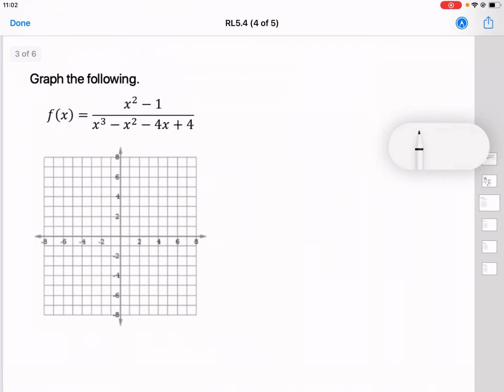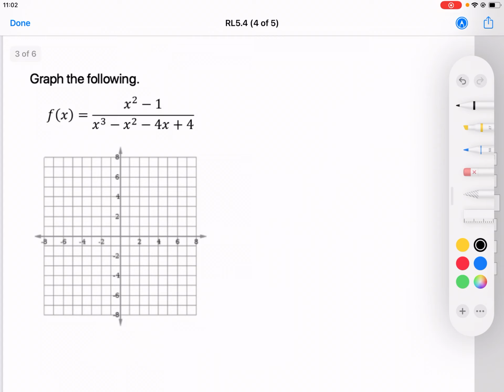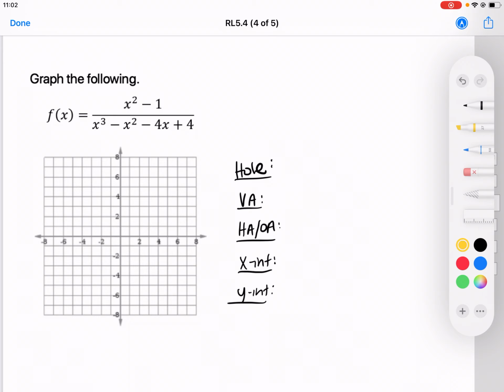Let's do another one because it will get a little more complicated as we go. So I'm going to go ahead and do the same order. So we've got holes, we've got vertical asymptote, we've got our horizontal asymptote or oblique asymptote. We've got x-intercept, y-intercept, and you don't have to write them in this order. Okay, so remember, the three that require factoring are the holes, vertical asymptote, and x-intercept.